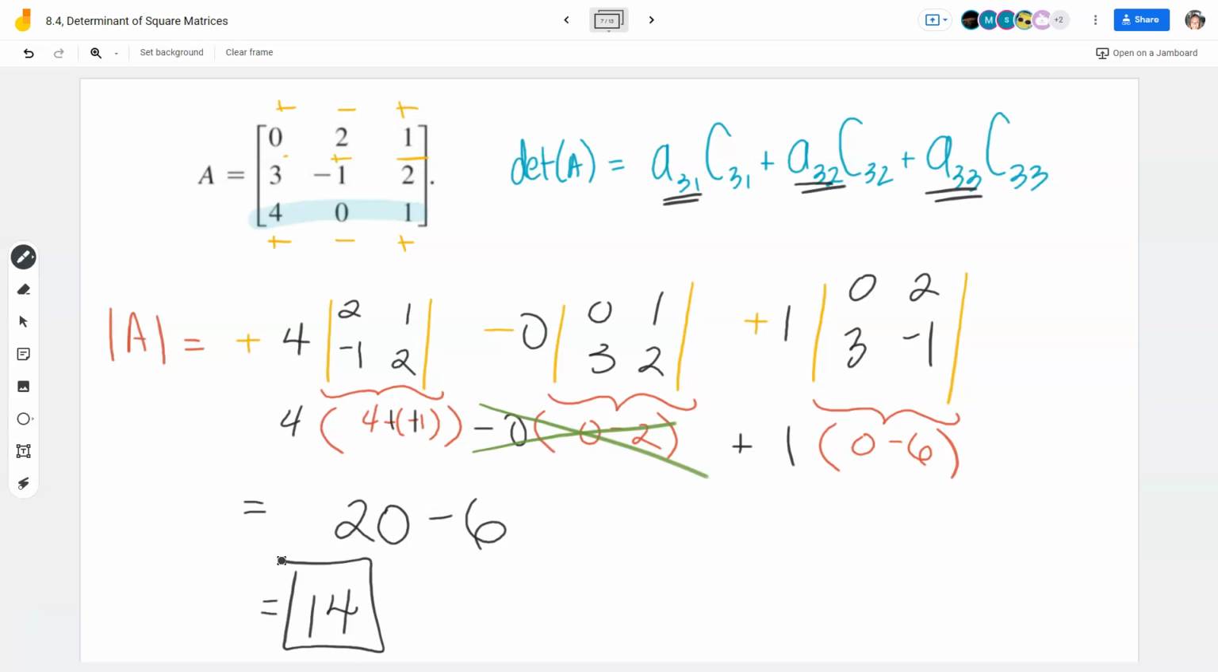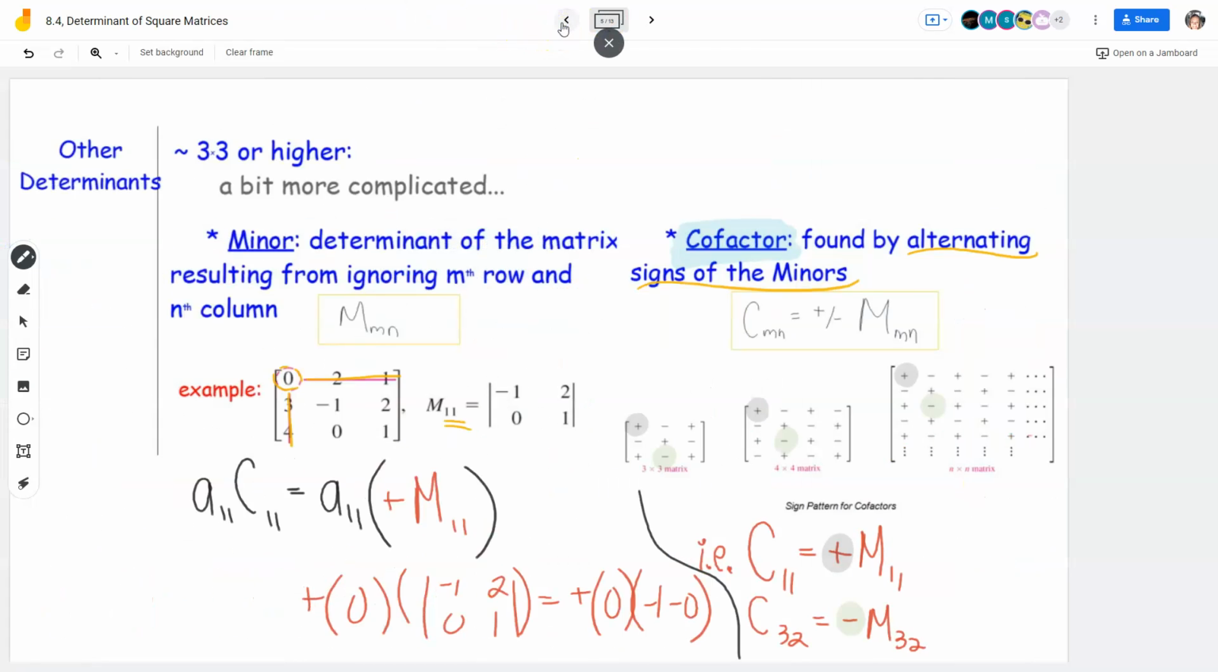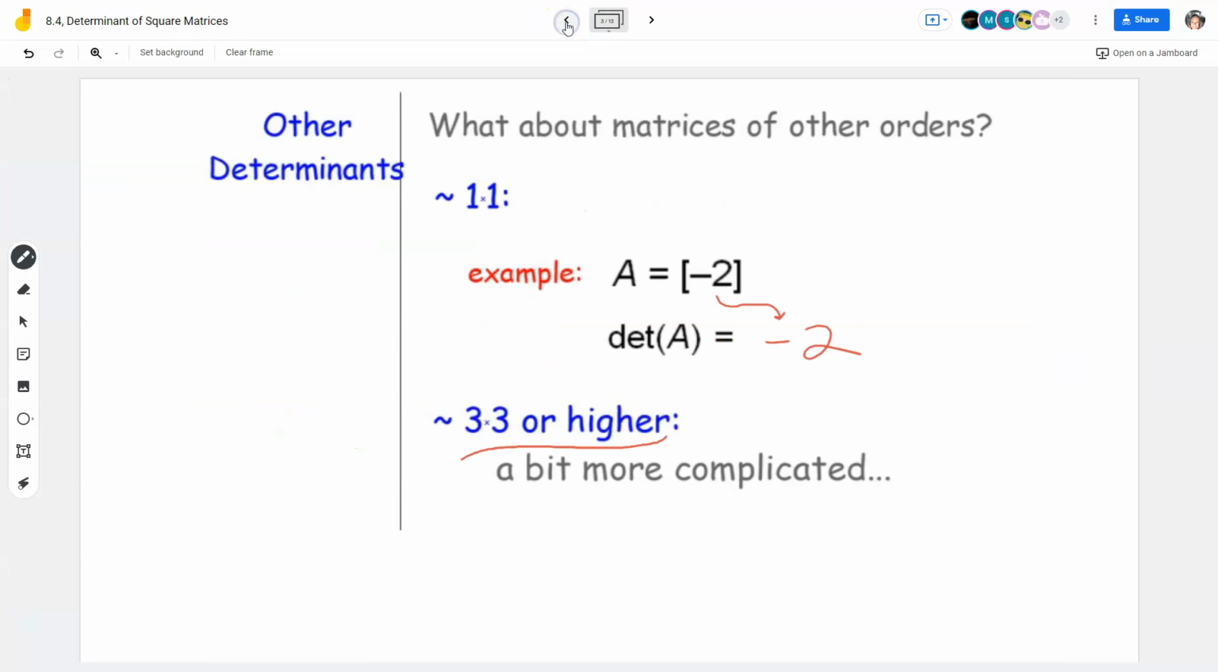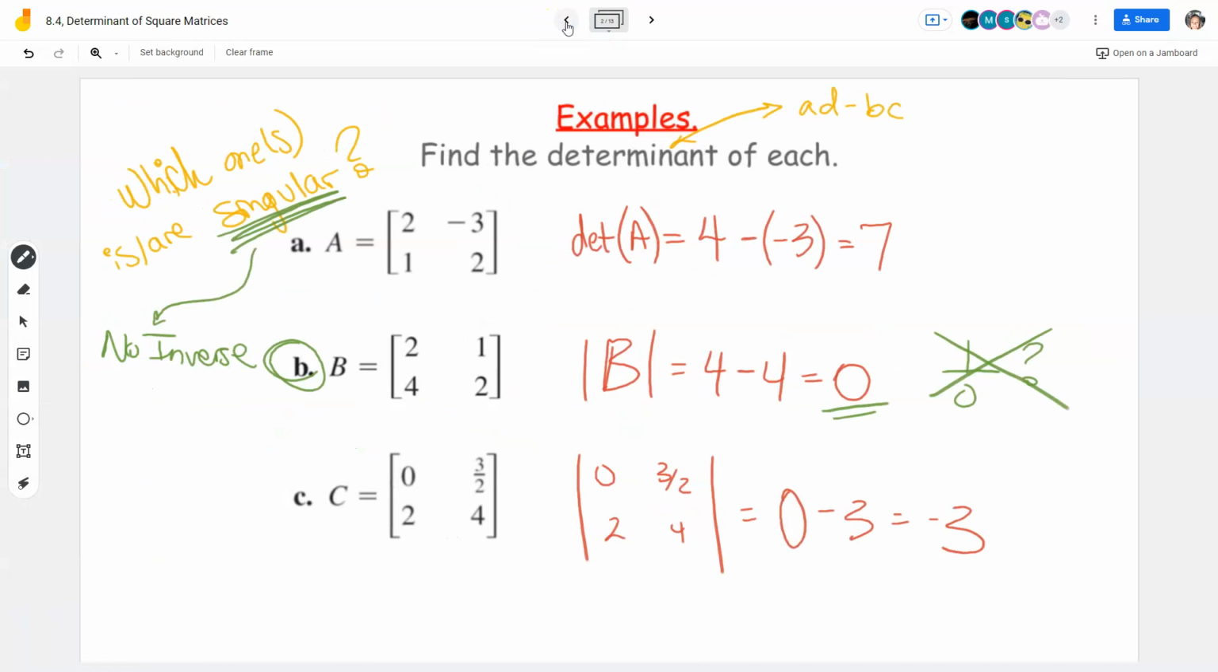Why is Brendan asking about a 4x4? Doesn't work. Wait a minute. What does this say, though? Doesn't it say any order 2x2? Maybe you should be asking first the question, how do you use it on a 2x2? Well, that's an interesting question. How do you use it on a 2x2?